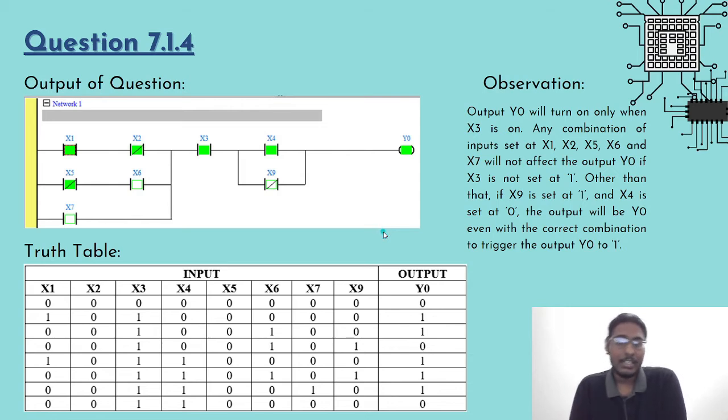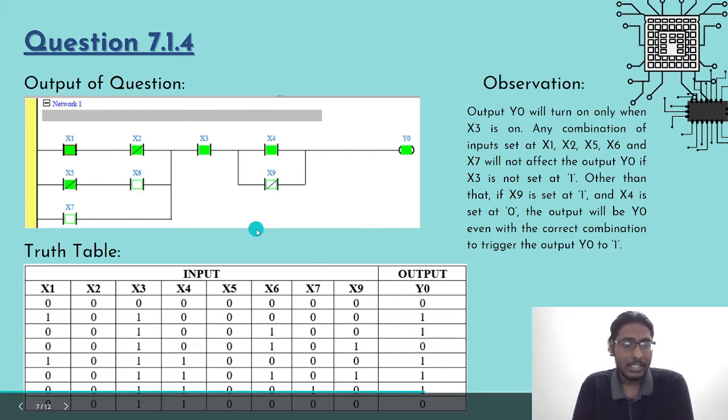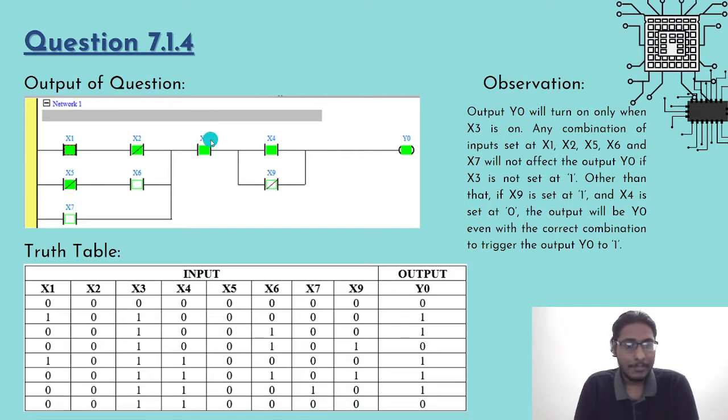Another example of a condition that will set the output Y0 as 1 is when inputs X3 and X6 are set as 1. Whereby this input is set as 1 and it will transfer the signal into this contact and then will pass through X9, which is a normally closed contact, and when it's 0 it allows the signal to flow through and will make the output Y0 set as 1.